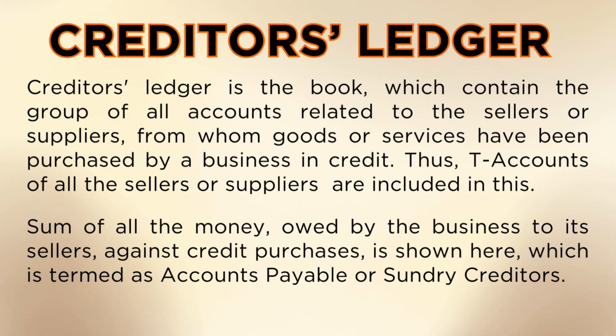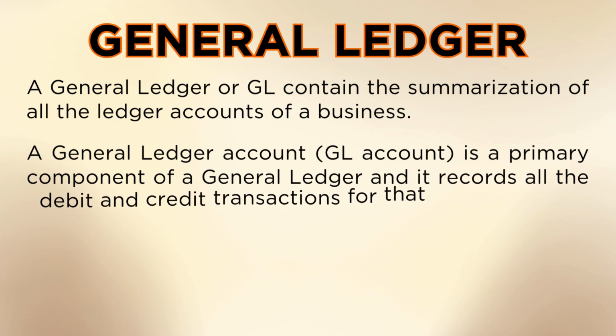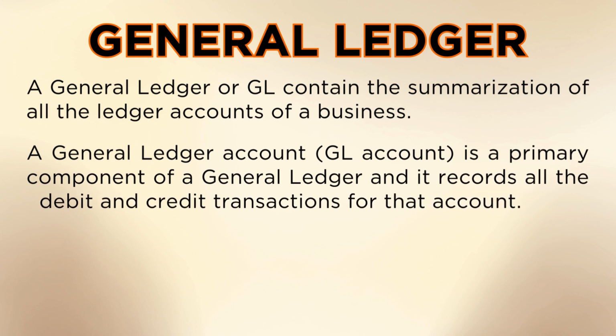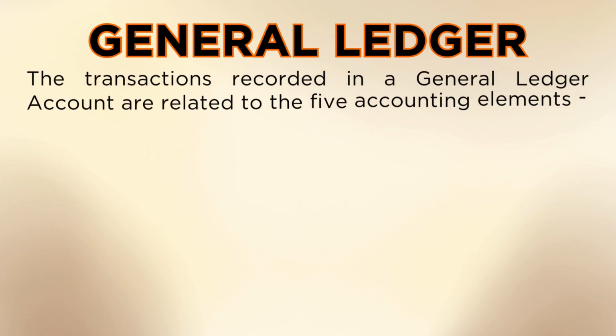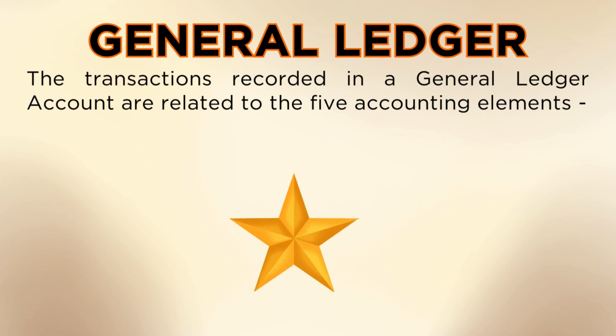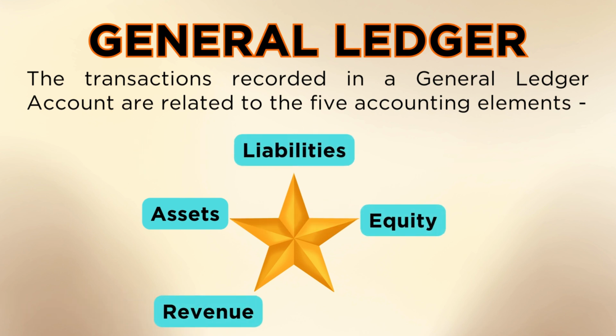Now, the third one is the general ledger or GL, which contains the summarization of all the ledger accounts of a business. A general ledger account is a primary component of a general ledger, and it records all the debit and credit transactions for that account. The transactions recorded in a general ledger account are related to the 5 accounting elements: assets, liabilities, equity or capital, revenue or income, and expenses.